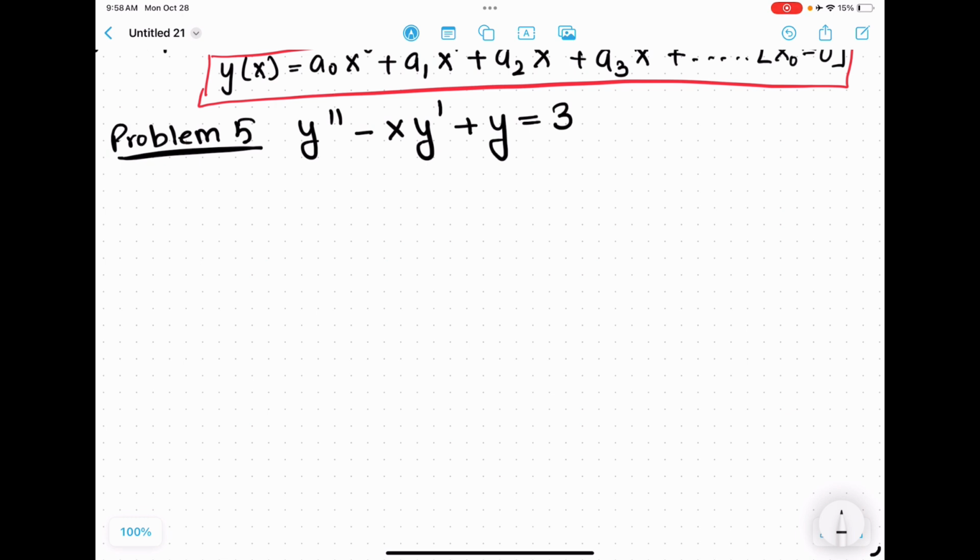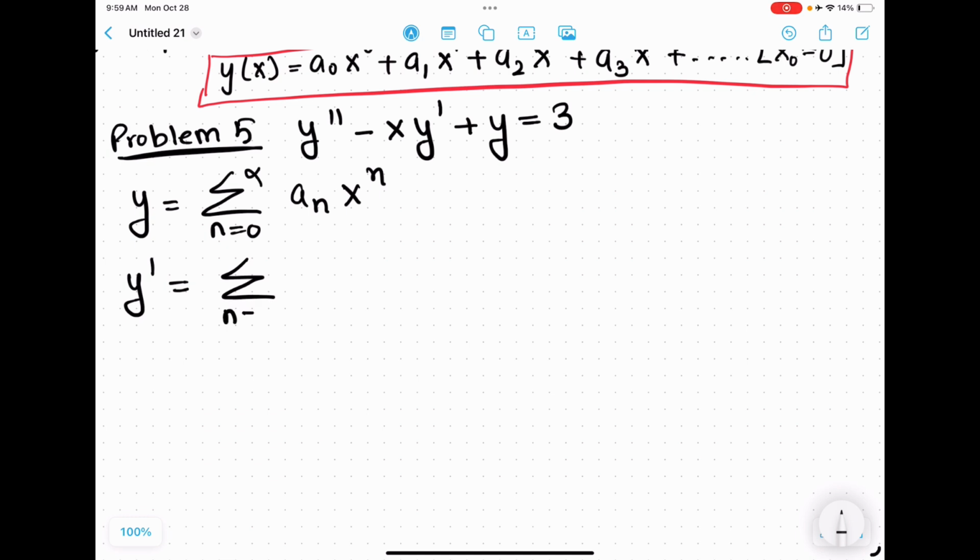Okay, so now our first step was to substitute our power series into our differential equations. So let's do that. So by now, we should all know that our y is equal to summation from n equal to 0 to infinity, a sub n x to the power n. Then I have my y prime, and since I'm deriving it, my starting index is 1 to infinity, a sub n times x to the power n minus 1.